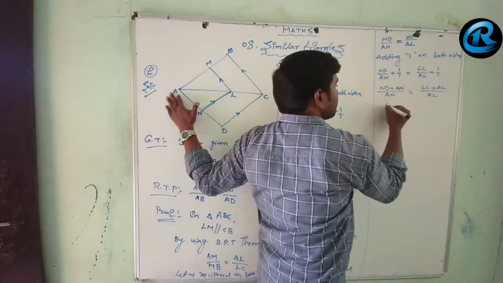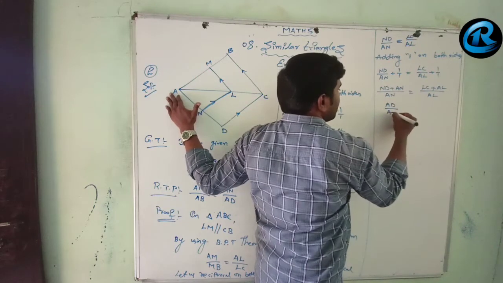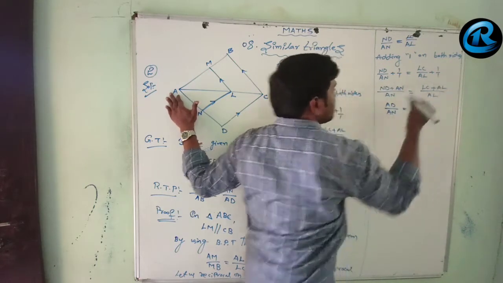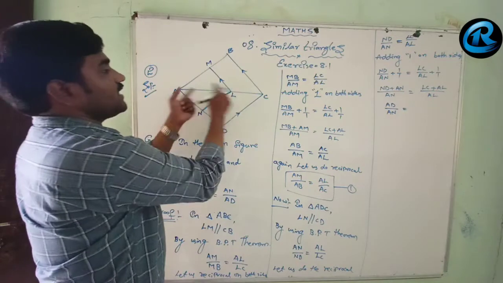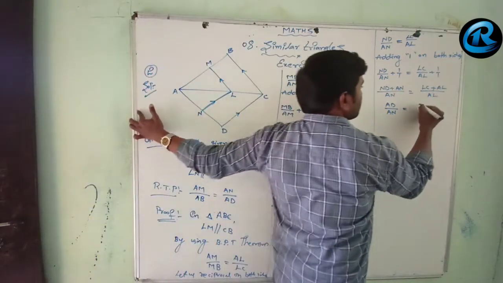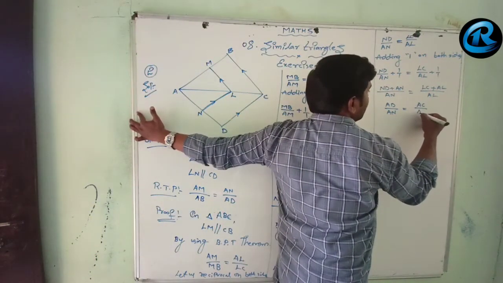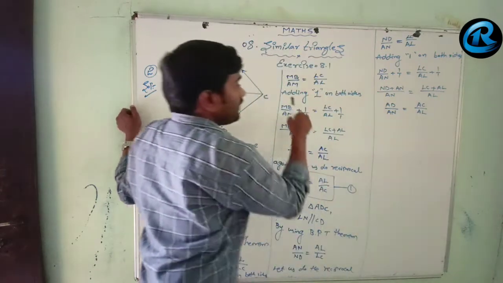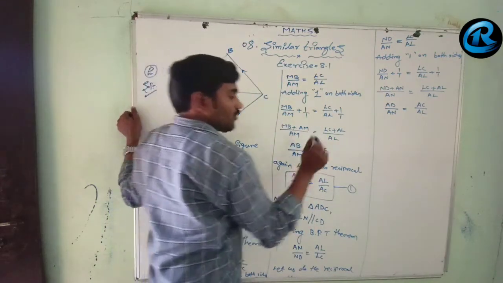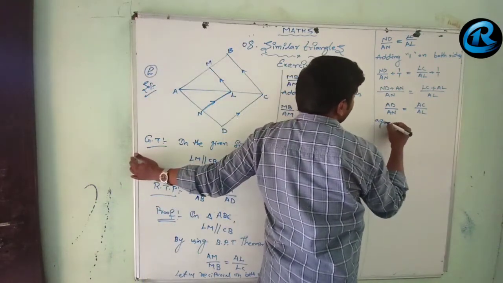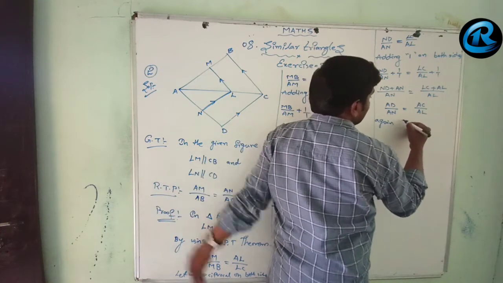This will be equal to AD. AD by AN is equal to LC plus AL, LC plus AL equal to AC by AL. Again let us do the reciprocal.